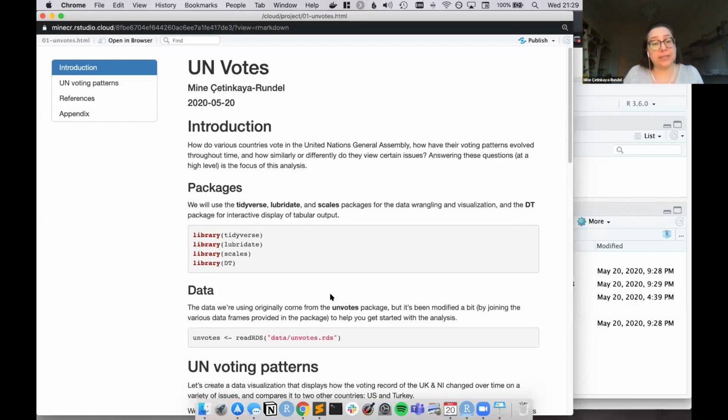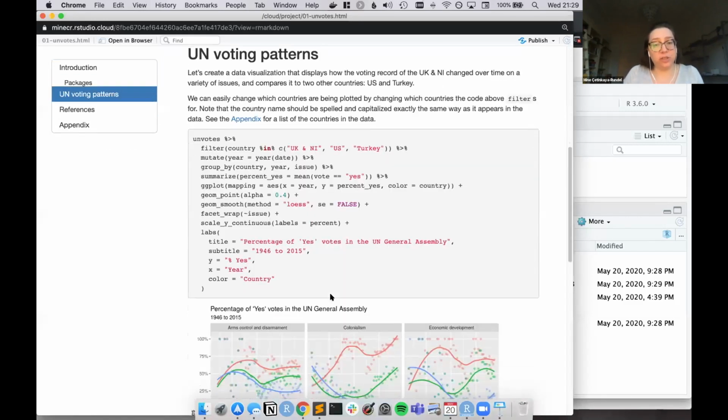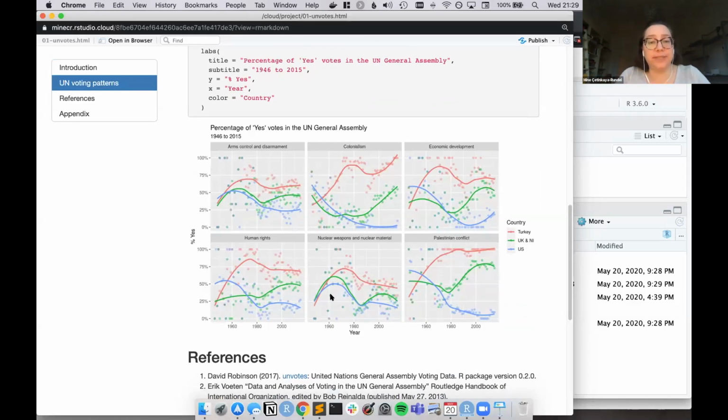So once the students knit this document, the goal for them is just to scroll down and take a look at this visualization where we're seeing data about how the countries have voted over the years and on various issues. So arms control and disarmament, colonialism, so on and so forth. And I have particularly chosen 3 countries: US, Turkey, and the United Kingdom and Northern Ireland. I'm living in the UK right now. I've lived in the US for many years, and I am originally from Turkey. So these are countries that I have some sort of connection to.